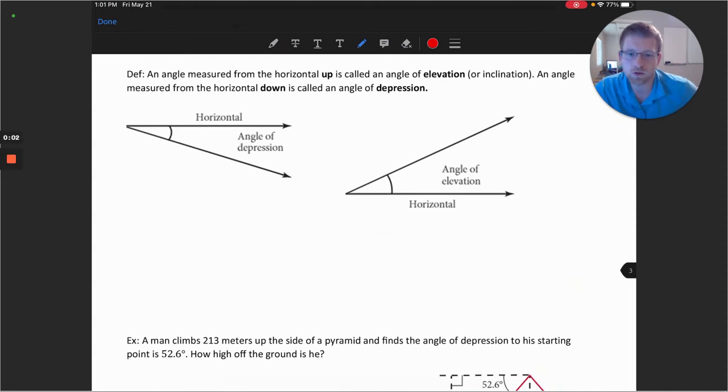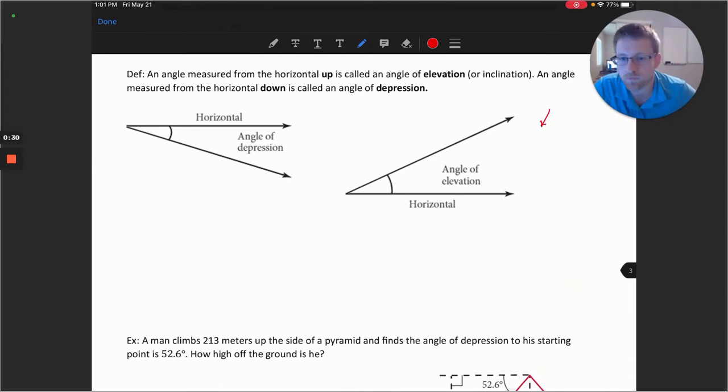Welcome. In this video, we'll continue with some more applications with right triangles. Let's first take a look at the definition of angles of depression and angles of elevation. So an angle measured from the horizontal up is called an angle of elevation. We can see that angle of elevation here on the right. From a horizontal line angled upwards, that would be an angle of elevation.